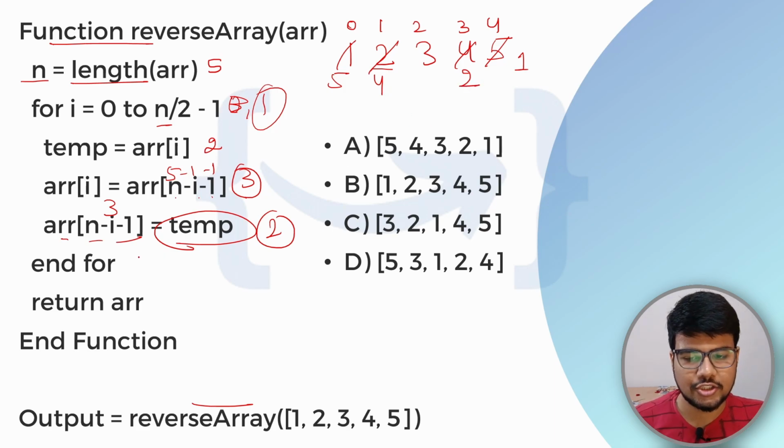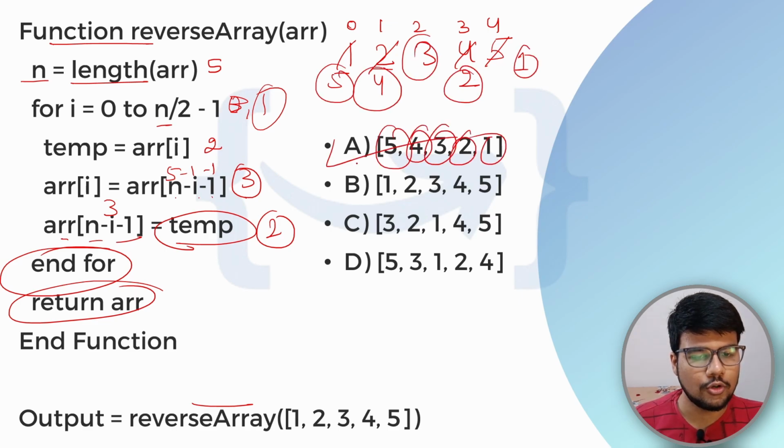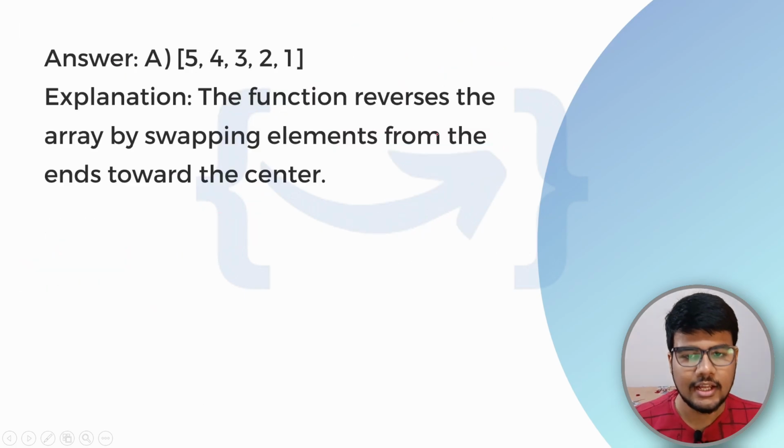So what is the correct structure? Because the for loop is done, and it returns the array. So 5, 4, 3, 2, 1. Bingo. You have marked option A as the right answer. Yes, option A is the right answer of this question.